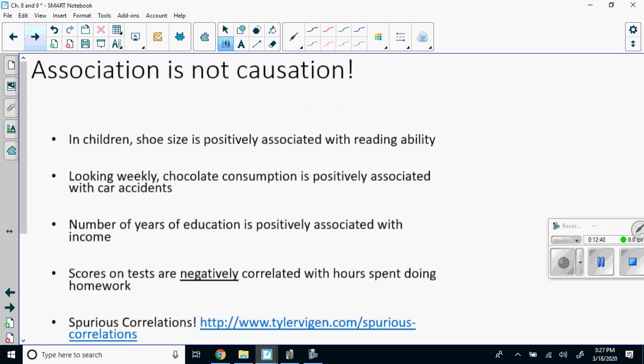And the biggest thing from this is just remember association is not causation. There's a few funny examples that you can read there, where in children, shoe size is positively associated with reading ability, which no duh, as children get older, they're going to read better, they're going to be taught how to read, and their shoe size is going to increase. And you can see each of these, and just think to yourself, why would this have an association? What's the behind-the-scenes confounding factor that's going on there?